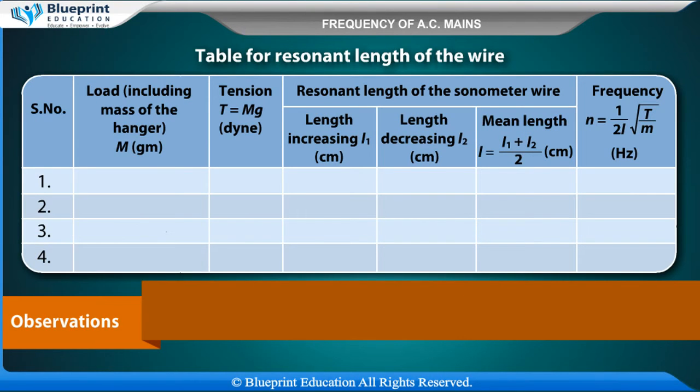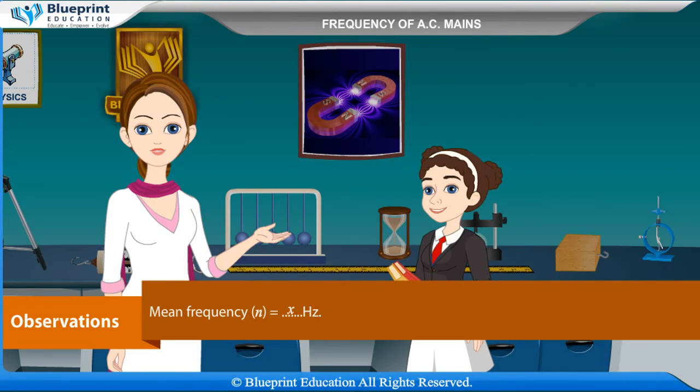Table for resonant length of the wire. Serial number, load including mass of the hanger, M, gram. Tension, T is equal to mg, dyne. Resonant length of the sonometer wire: length increasing, L1 centimeter; length decreasing, L2 centimeter. Mean length, L is equal to L1 plus L2 by 2 centimeter. Frequency, N is equal to 1 by 2L under root T by M, hertz. Mean frequency, N is equal to x hertz.